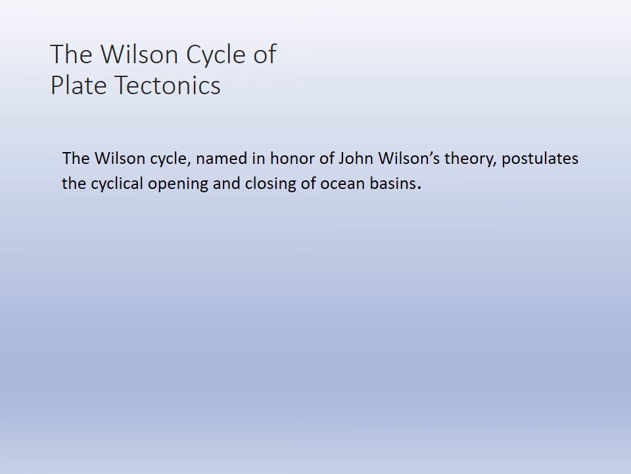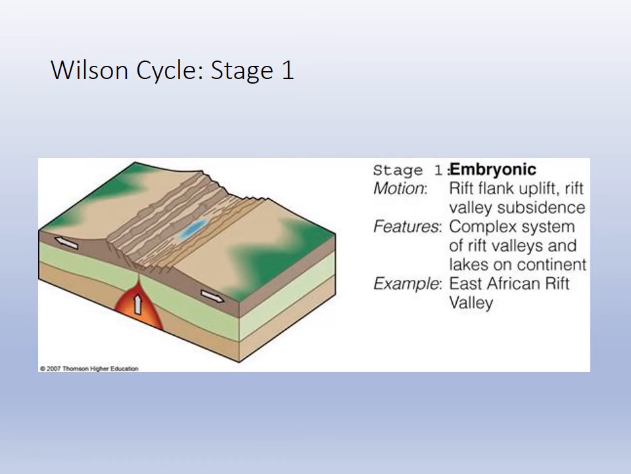We can summarize plate tectonics with the Wilson cycle. Wilson was a scientist who postulated the cyclical opening and closing of ocean basins and the dynamics of continental drift. Stage one is called embryonic. You can see here the formation of your rift, the East African Rift Valley today.